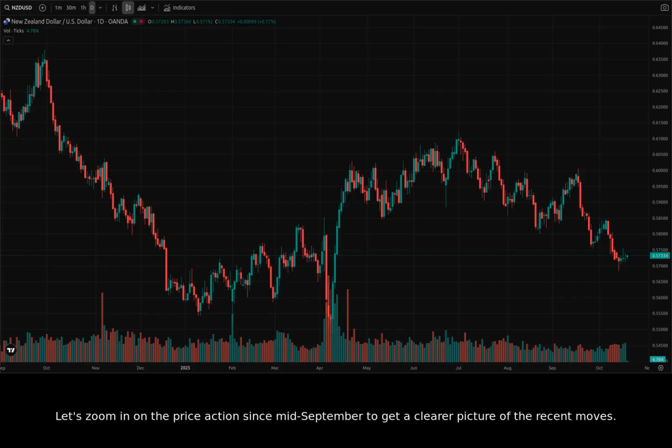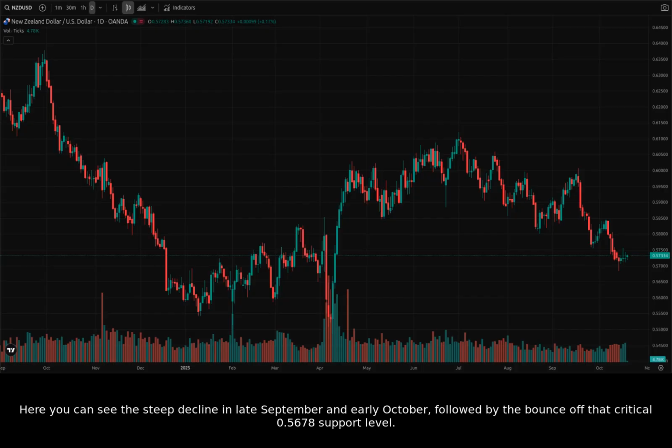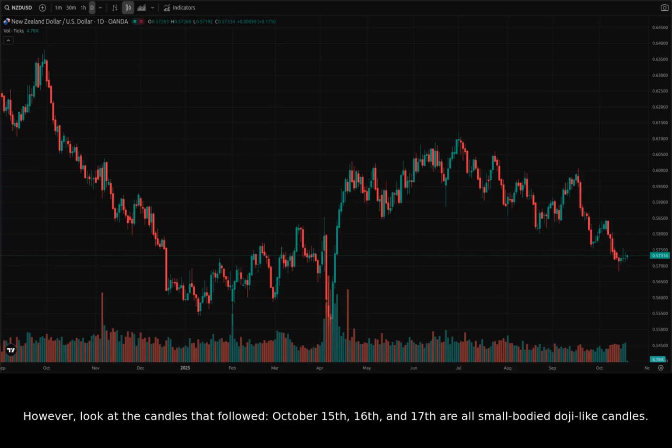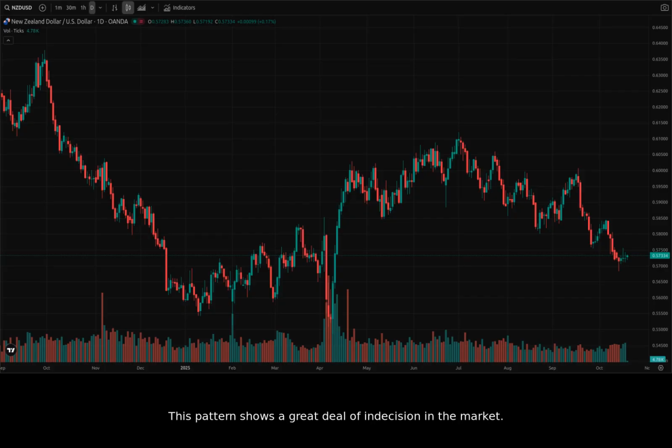Let's zoom in on the price action since mid-September to get a clearer picture of the recent moves. Here you can see the steep decline in late September and early October, followed by the bounce off that critical 0.5678 support level. Notice the candle on October 14th. It's a bullish pin bar or hammer, which often signals a potential reversal or at least a pause in the trend. However, look at the candles that followed. October 15th, 16th, and 17th are all small-bodied doji-like candles. This pattern shows a great deal of indecision in the market.